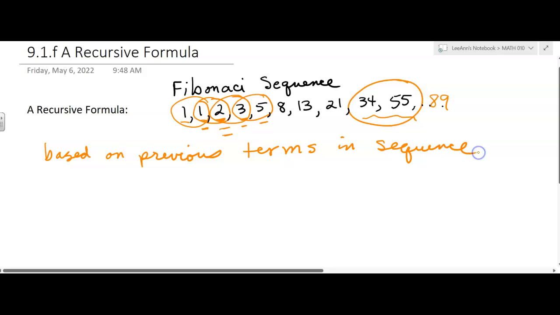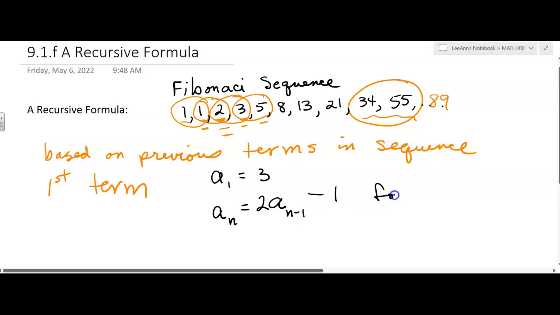They usually give you the first term. They have to give you something. They have to start you someplace. And then they'll base the formula on previous terms. So let's say we have this situation. We say the first term is 3. And then here's an example of a recursive formula. a sub n, so the nth term, is equal to 2 times a sub n minus 1, for n greater than or equal to 2.